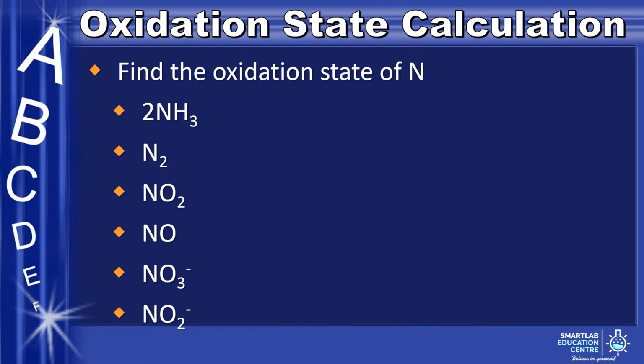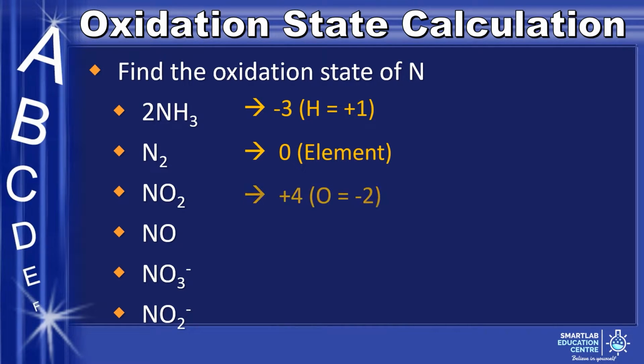For the first example, the oxidation number of nitrogen is -3 as hydrogen is +1. In N2, the oxidation state is 0 as it involves elements. In NO2, since the oxidation state of each oxygen atom is -2, N has an oxidation state of +4. In NO, similar to the explanation of NO2, the oxidation state of nitrogen will thus be +2.